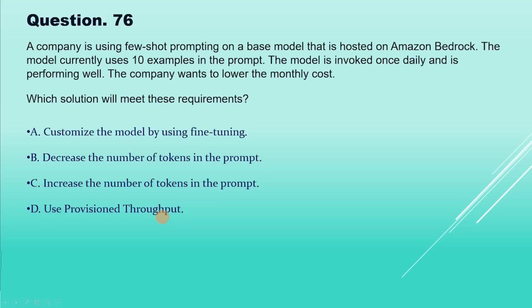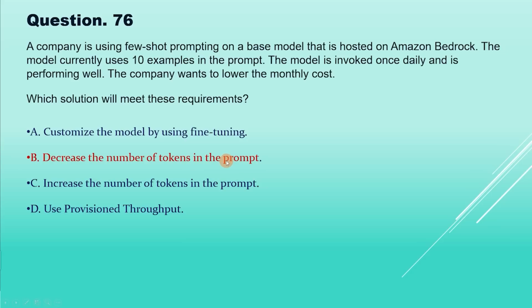And the correct answer here will be option B, decrease the number of tokens in the prompt. This is because Bedrock pricing is based on the number of tokens processed, which includes both input tokens, that is from the prompt, and output tokens, that is generated by the model. And by decreasing the number of tokens in the prompt, you directly reduce the cost associated with each invocation of the model. So option B is correct.